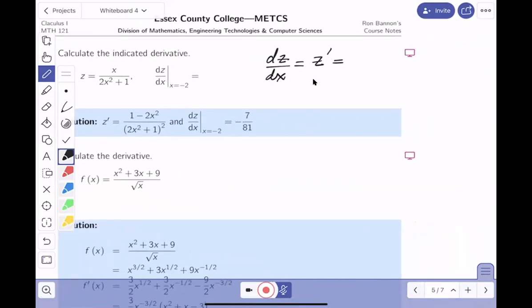Again, I'm getting a little better at this. I really mean that. So, z prime. Someone says, why do you get better by doing? You're going to get better by doing too. Chances are you're not going to get worse over time by doing things.